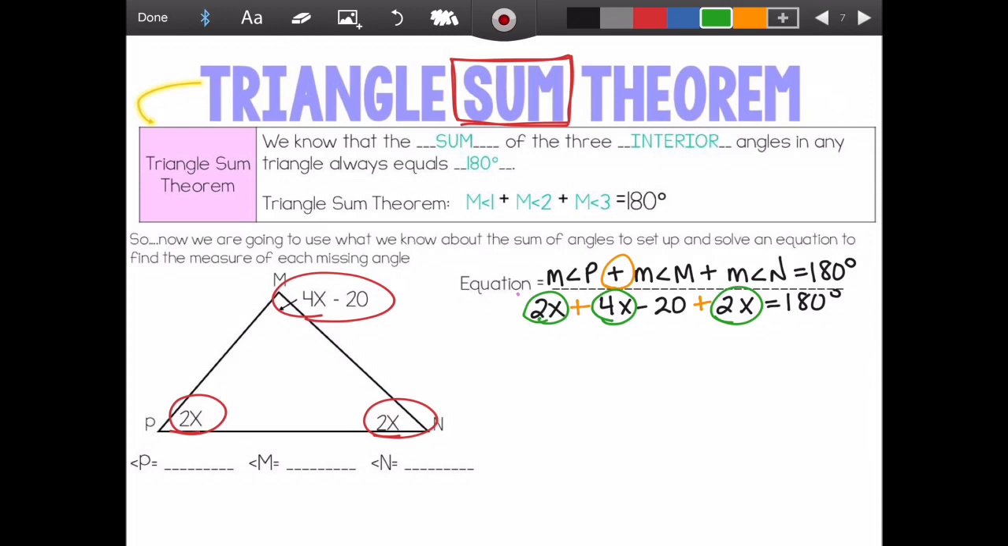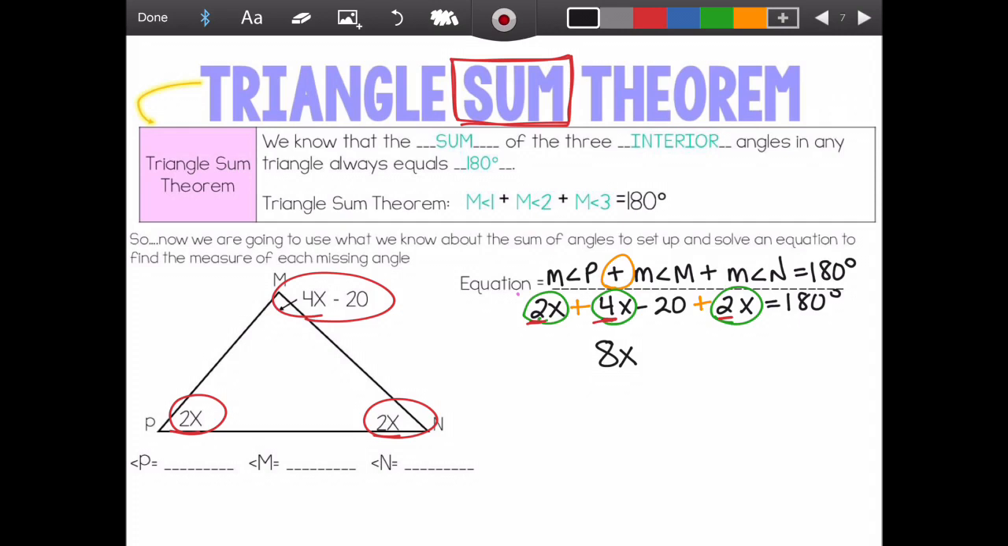So remember, when we're combining these, since the variable is the same, that doesn't change. The variable is still going to be x. All I'm adding is the coefficients. So I'm adding 2, 4, and 2. 2 plus 4 is 6, 6 plus 2 is 8. So that gives me 8x.